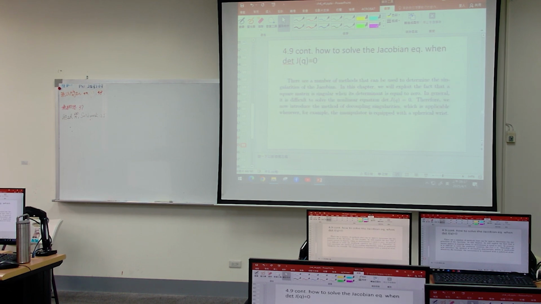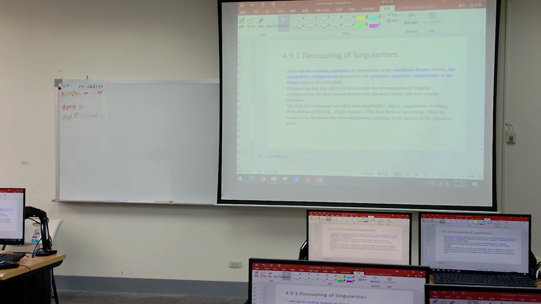And over here we jump to the conclusion: if the determinant of the Jacobian equals 0 in some cases, where we already found what the Jacobian looks like, it means some singularity event shows up. There are many methods that can be used to determine singularity, and over here we use the determinant equal to 0 to determine this kind of situation.